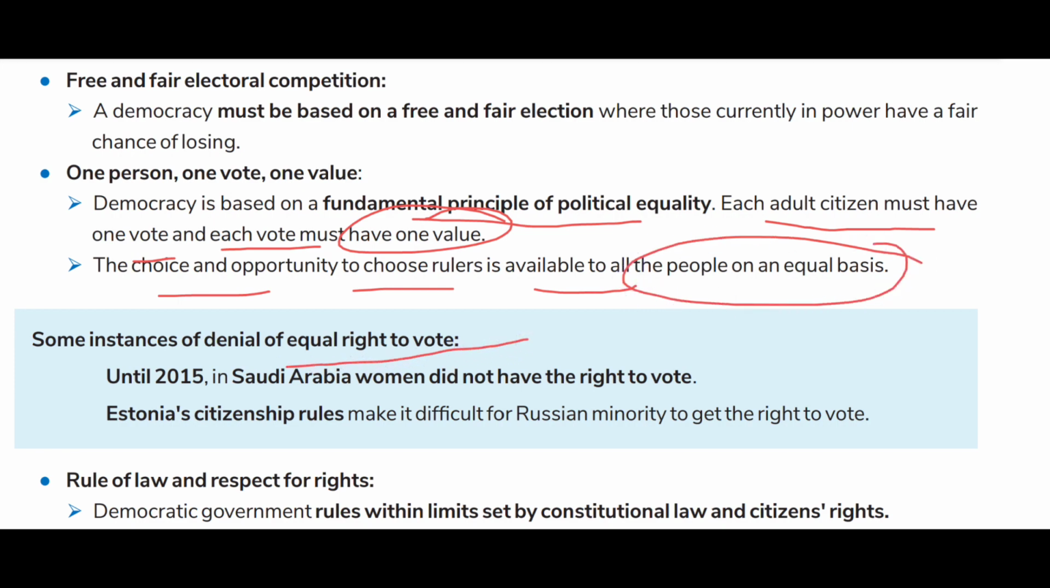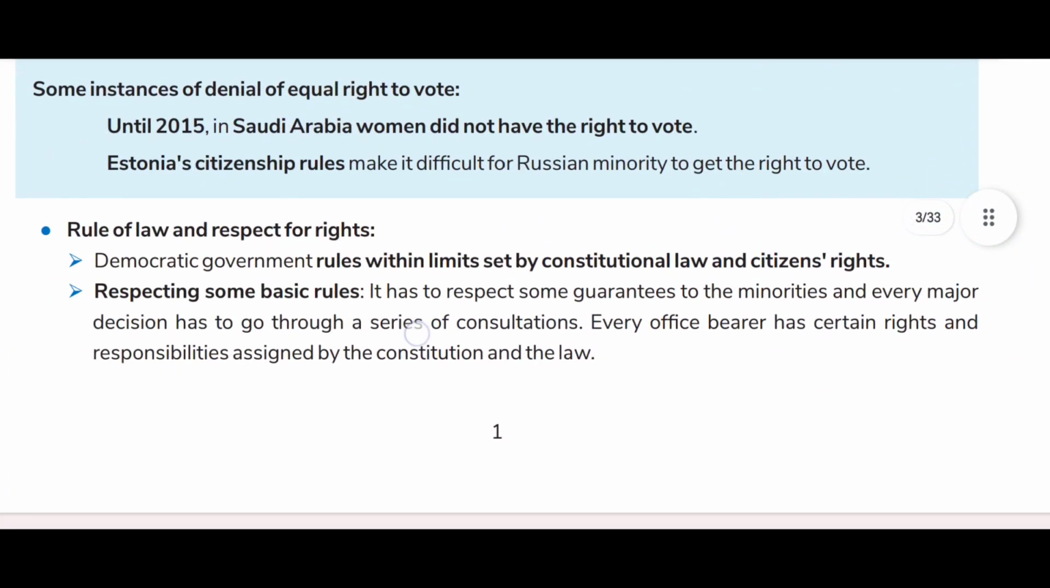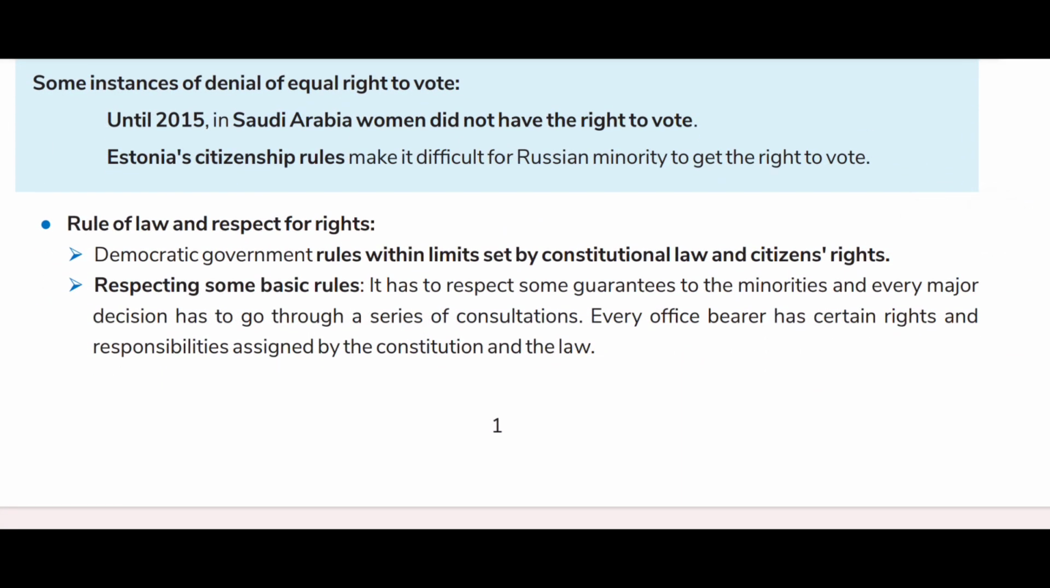Some instances of denial of equal right to vote. Until 2015, in Saudi Arabia, women did not have the right to vote. Now they have. Estonia's citizenship rules make it difficult for the Russian minority to get the right to vote.